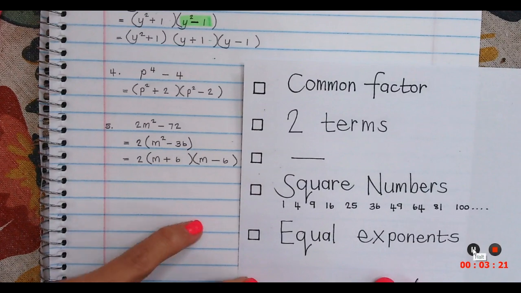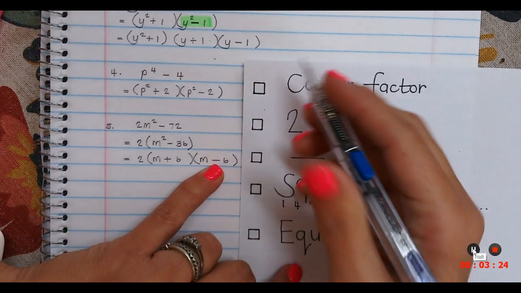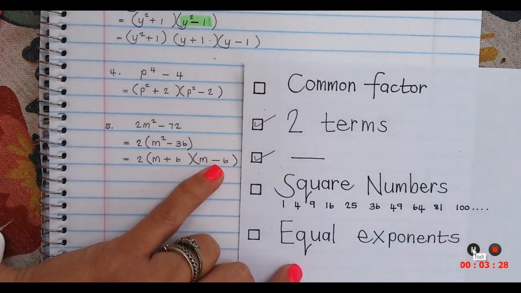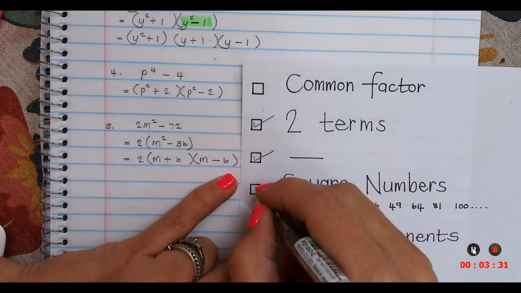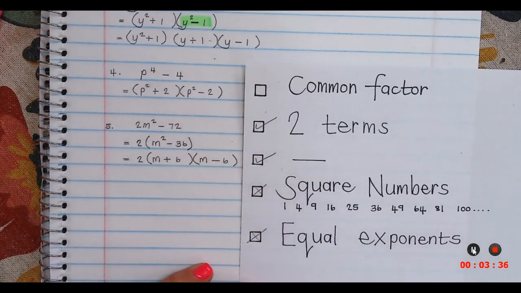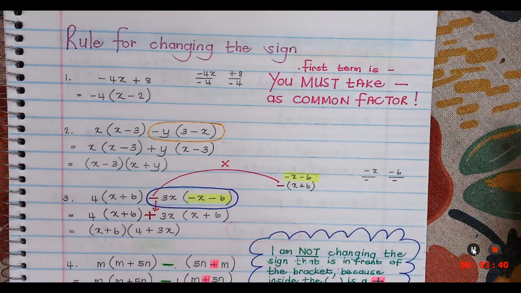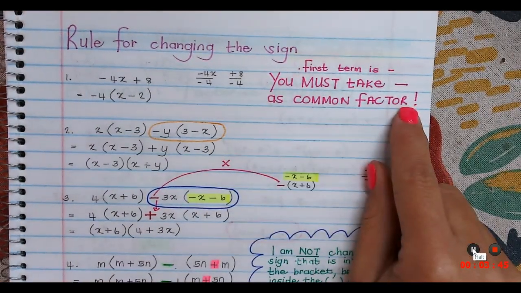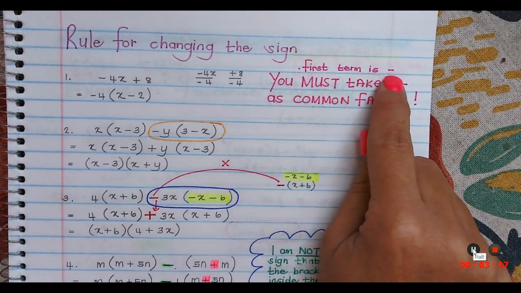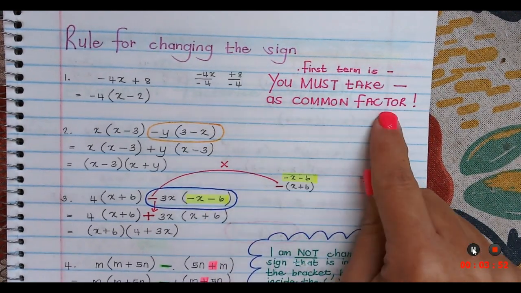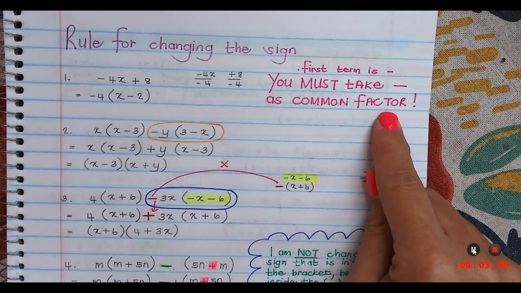Right, so the tick boxes for this: 2 terms, yes. Negative, yes. Square number, no. Equal exponent, no. Therefore, I'm done factorizing this expression. That's the end. For example 6, I want to take you back to the note that we made on this. When the first term is negative, you must take a negative as a common factor. Right, let's quickly do the example.